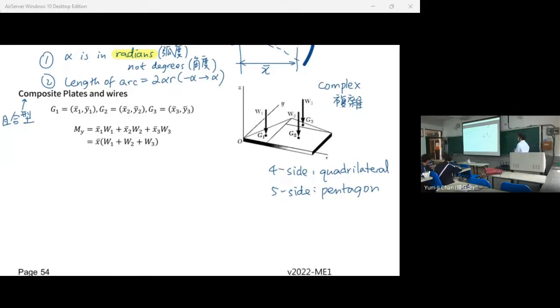Very good. This has 4 sides, and this is for 5 sides, and this is pentagon. If you look at the mathematics book, the 4-sided one is called quadrilateral. Should I mark it down? Quadrilateral. And I will pronounce it as pentagon.